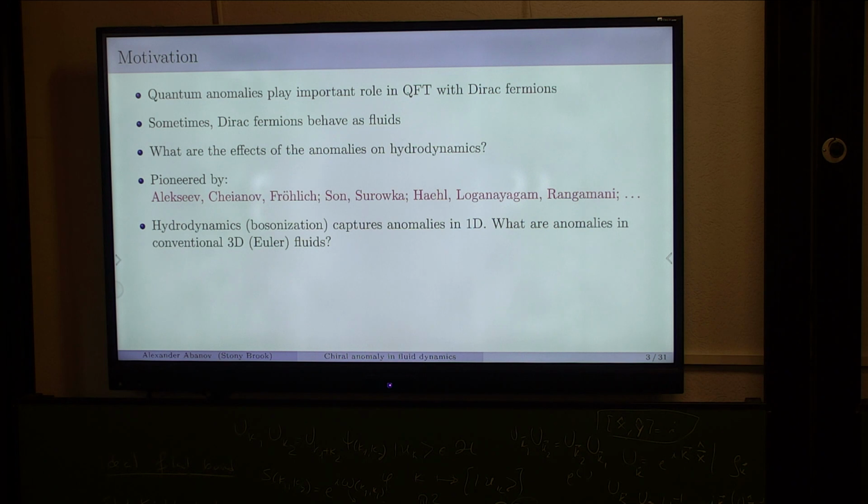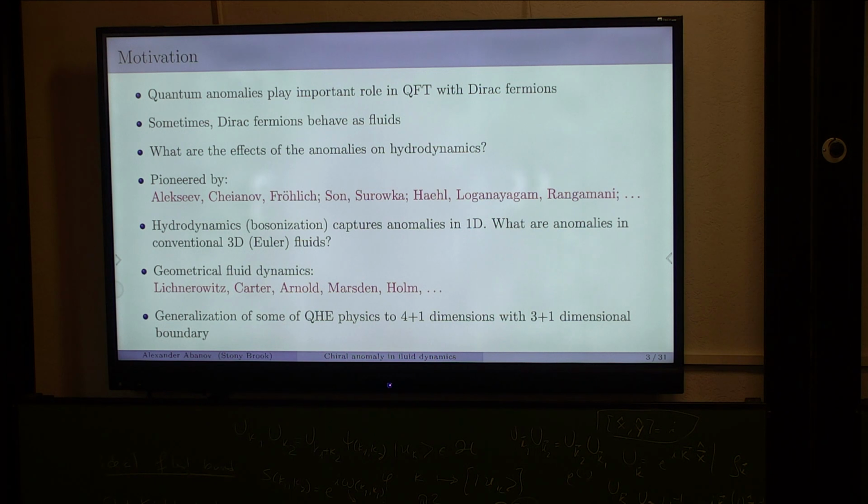Basically what I'm going to say is that hydrodynamics, which is essentially bosonization, captures anomalies in one dimension fully, and the question is, what are anomalies in conventional three-dimensional Euler fluids? Can we make some analogies with that? The technical approach will be based on the so-called geometric fluid dynamics approach and variational principles, and it's close to the ones of Lichnerowicz, Carter, and then Arnold's school, as well as Marsden, Holm, etc. There are many works on this.